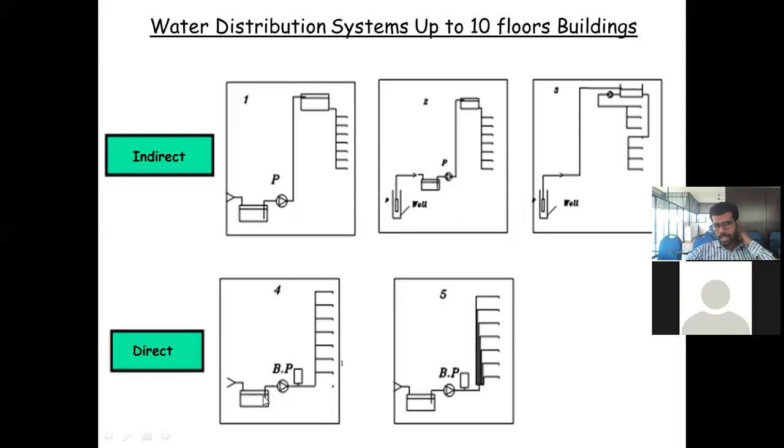From the underground tank, with the help of a booster pump, the water is pumped directly to the individual fixtures. It is not going to the overhead tank. This is one of the methods. These lines are common, and it goes individually to different floors: first floor, second floor, third floor, like that.